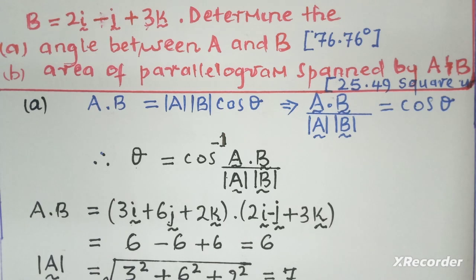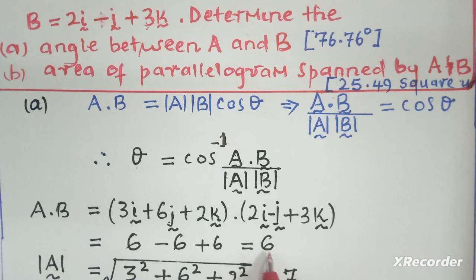Maybe to repeat, because it was a bit hidden, you multiply the coefficient of I, both of them. You multiply the coefficient of J. This is -1, this is 6. Coefficient of 2 of K this side and of 3 of K this side, you get 6. When you add them up, that is what we call the dot product.